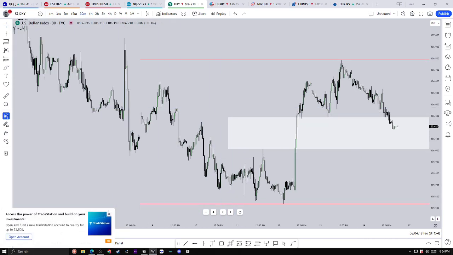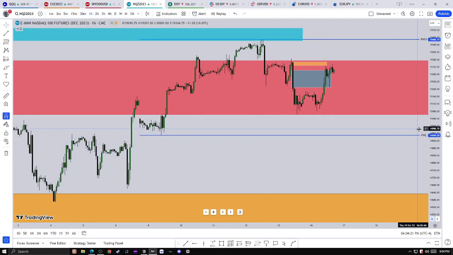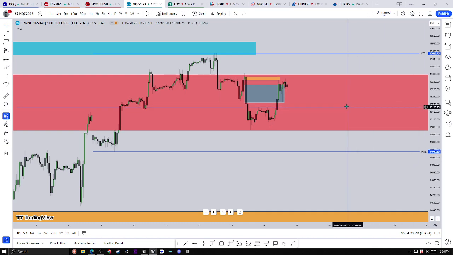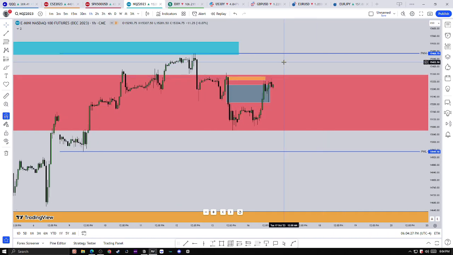DXY, again, I have no clue why it went up. It should have gone down, to be honest. NQZ, so these are the contracts. This is what ICT had on his chart. A little confusing to me at first, but it looks like I understand it now.